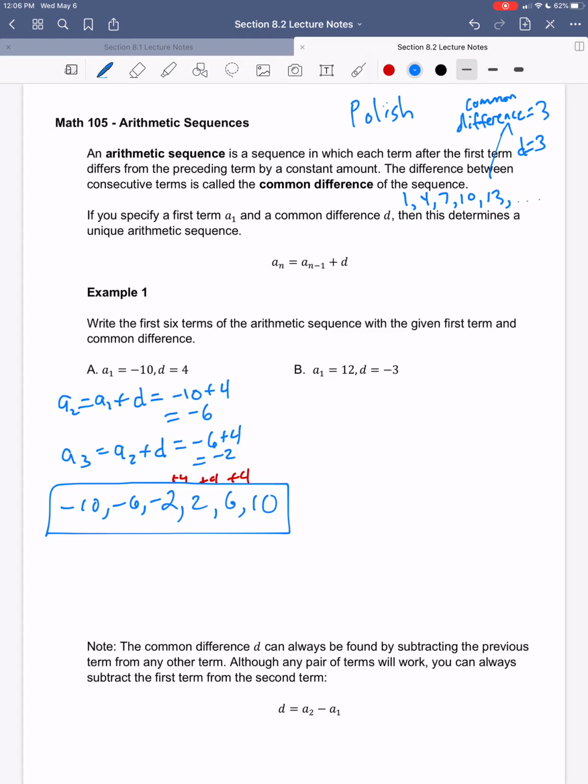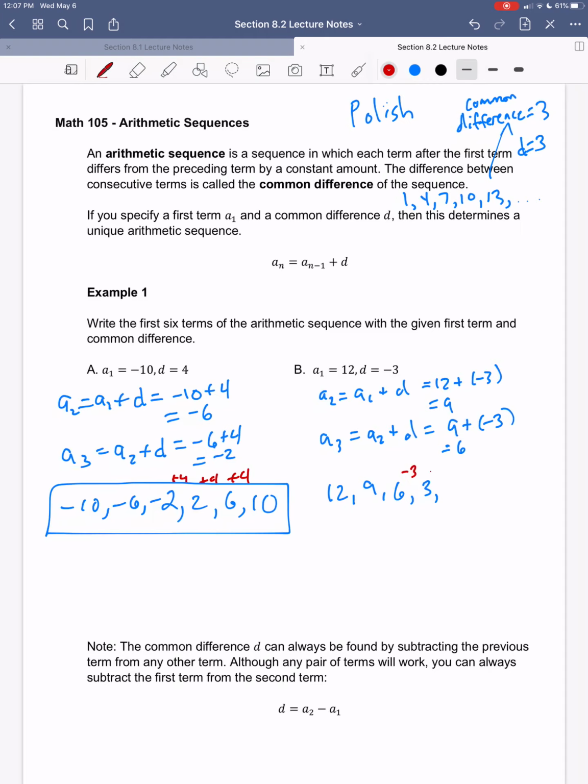I can have a common difference that's negative. That's here in part 3. To get a sub 2 then, I get a sub 1 plus D. So that would be 12 plus negative 3, which would be 9. And then a sub 3 would be a sub 2 plus D. So that would be 9 plus negative 3, which would be 6. So I started with 12, then I have 9, then I have 6. And what I see that I'm doing here, I'm adding negative 3, which is the same thing as just subtracting 3.